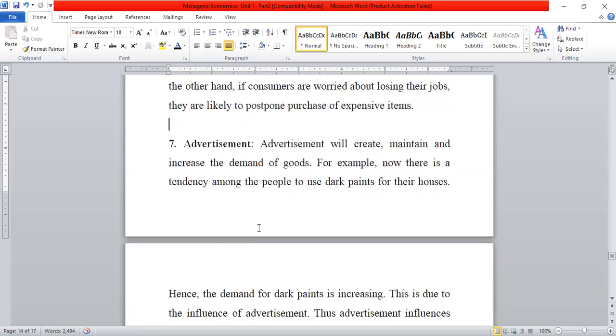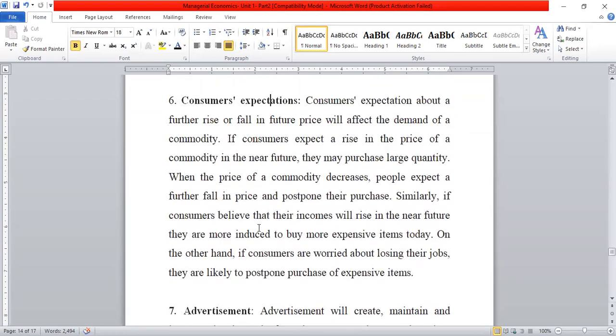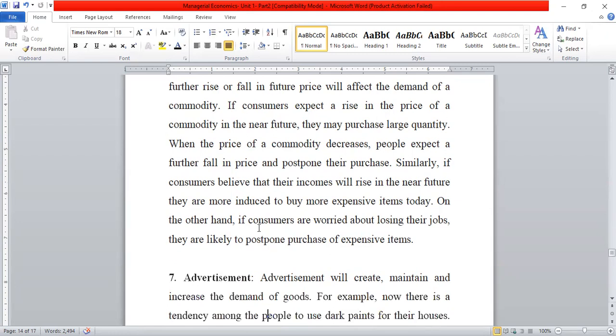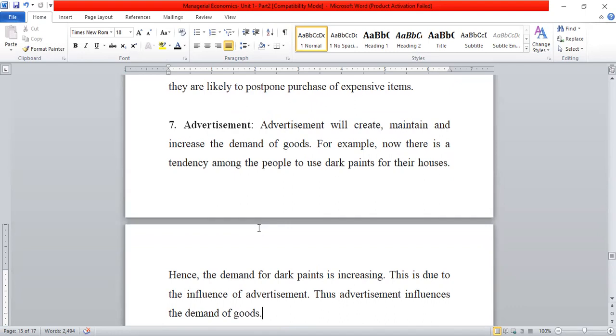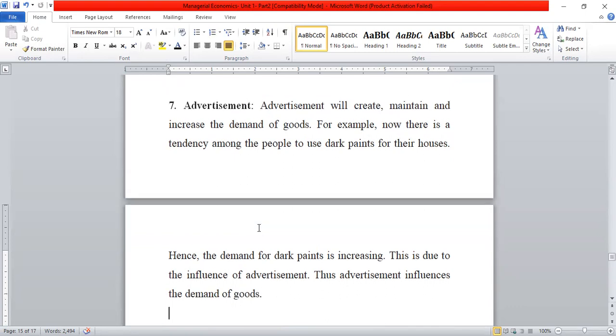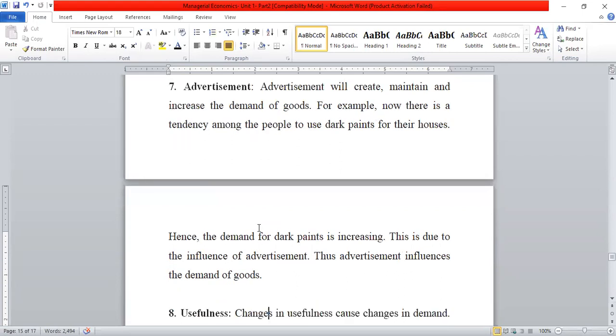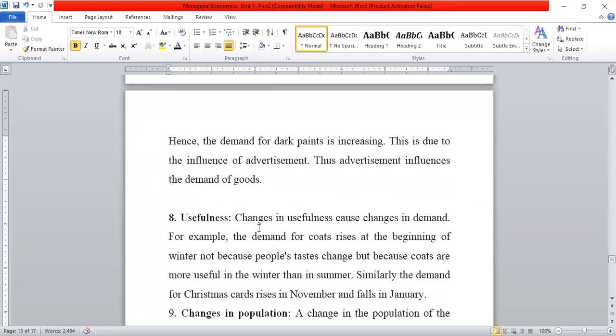And then the next point, advertisement. Advertisement also creates, maintains and increases the demand for goods. For example, due to the effect of advertisement, people are ready to purchase and consume a lot of products in the markets. And then usefulness. Changes in usefulness can also change the demand. For example, the demand for coats rises at the beginning of the winter season. Similarly, the demand for Christmas cards rises in November and falls in January.